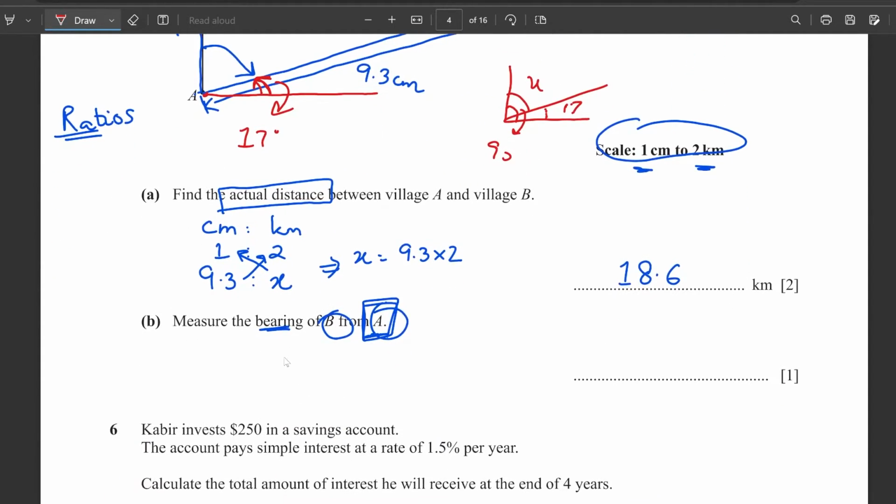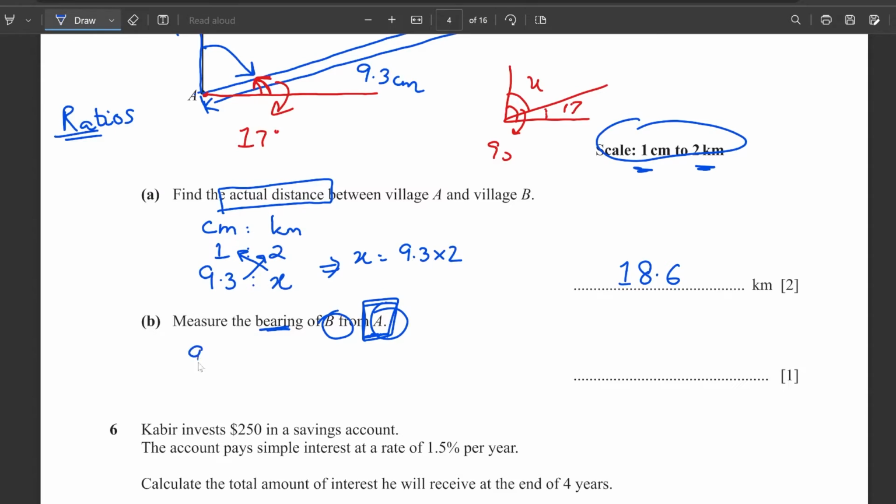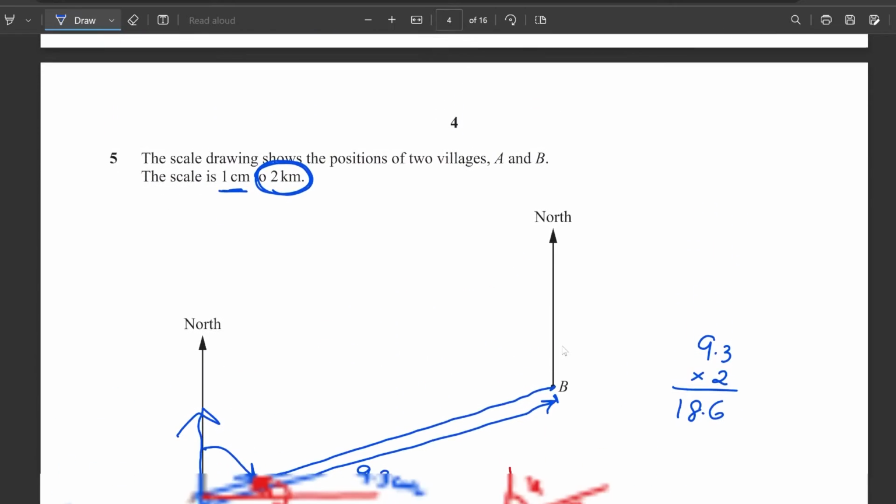So all you have to do over here is subtract 17 from 90, which is going to give you 73 degrees. This is your answer. Here, add the degree sign. Look, they have not added anything over here. So you need to add the unit over here. Don't forget to add the unit.